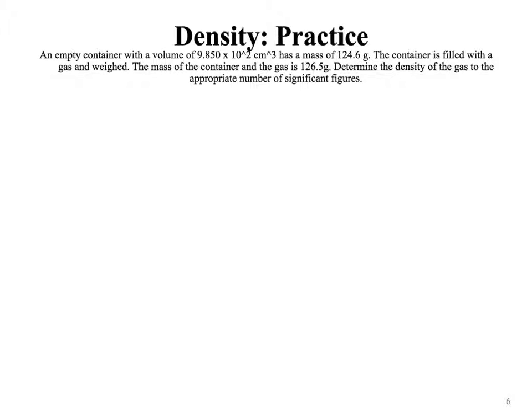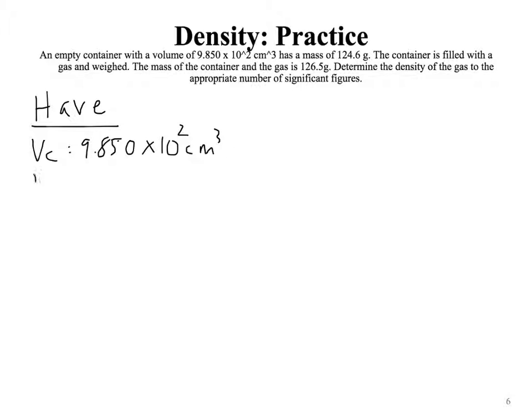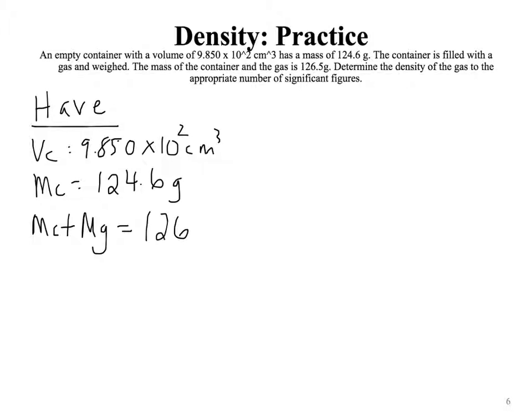So again, we're going to understand what's going on in the problem. So what do we have? We have our volume of the container, VC, of 9.850 times 10 to the second centimeters cubed. We have our mass of the container, which is 124.6 grams. And we have our mass of the container plus the mass of the gas is equal to 126.5.